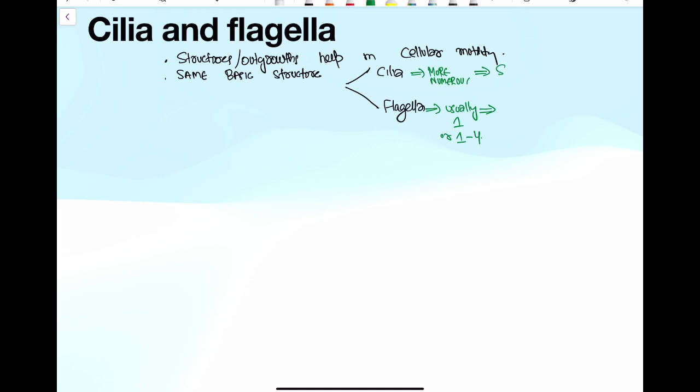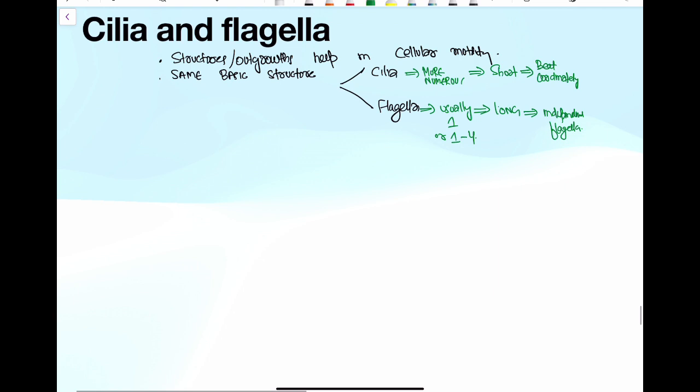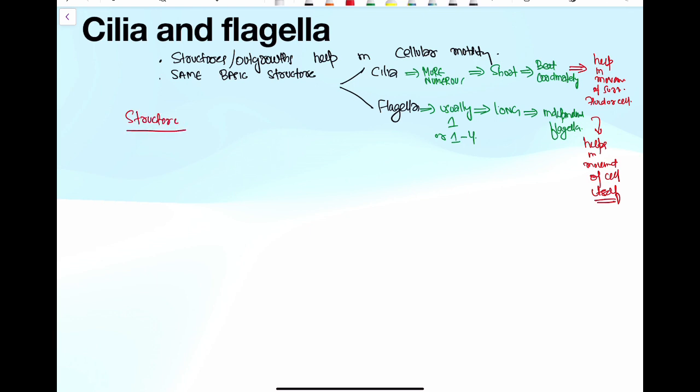Another important point, cilia is a short outgrowth, while flagellum is long. And cilia beat coordinately, they coordinate with each other, while there is independent beating of the flagella. It doesn't follow a particular rhythm with respect to other flagella if present. Cilia usually help in movement of surrounding fluid or cell, while flagella help in movement of the cell itself. For example, sperms have flagella, and trachea has cilia where the mucus is moved. Now if we talk about this structure, be it cilia or flagella, they have three parts.